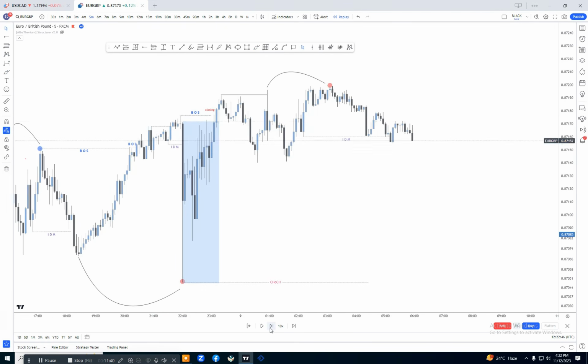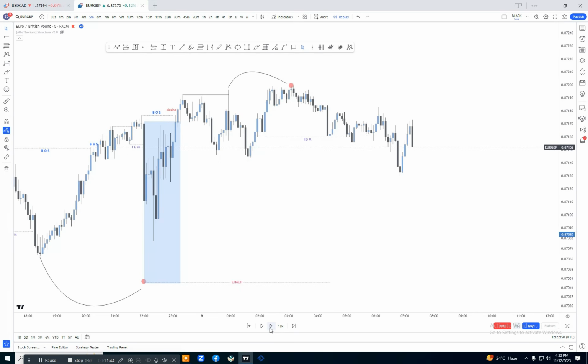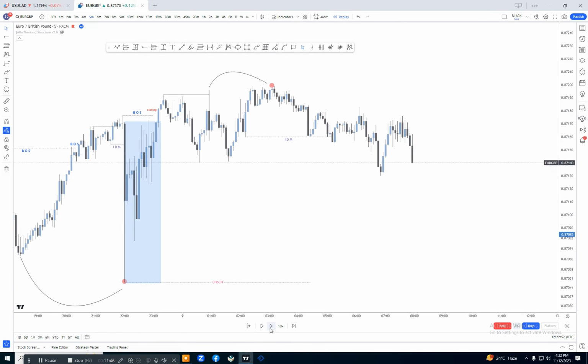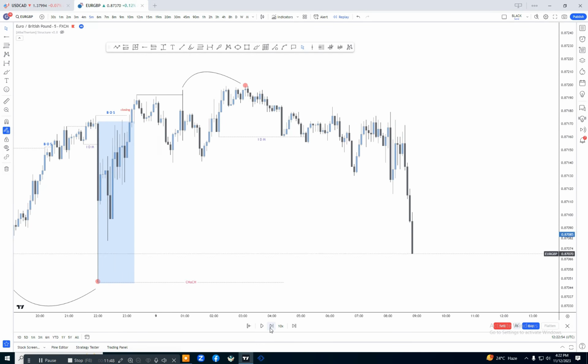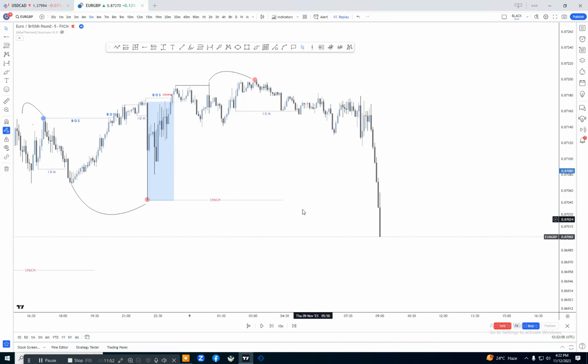Now we will wait for what the market will do. We see here the market continues pushing to the upside and to the downside. We see here is the change of character. Why is this a change of character? Because the market has closed below the previous low.